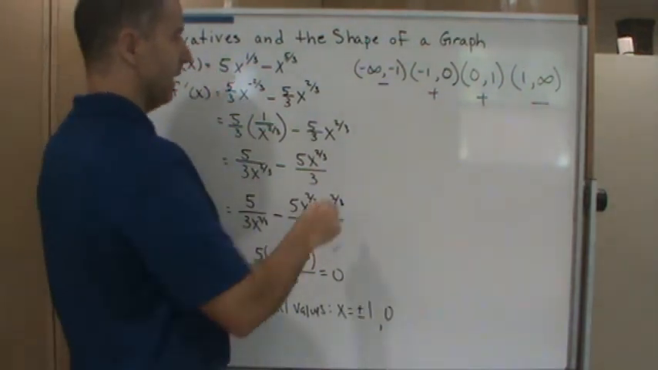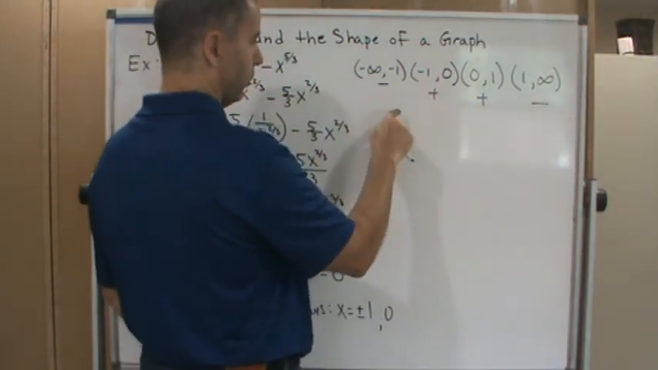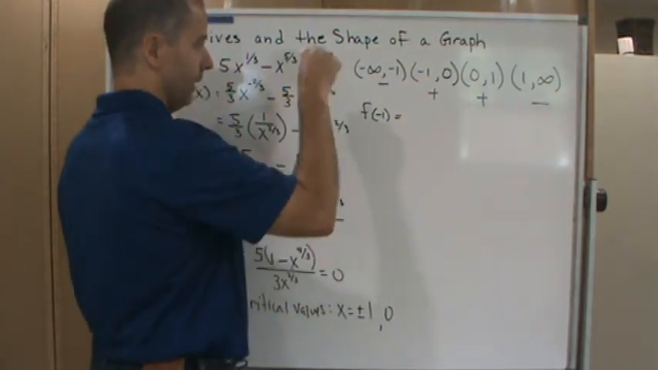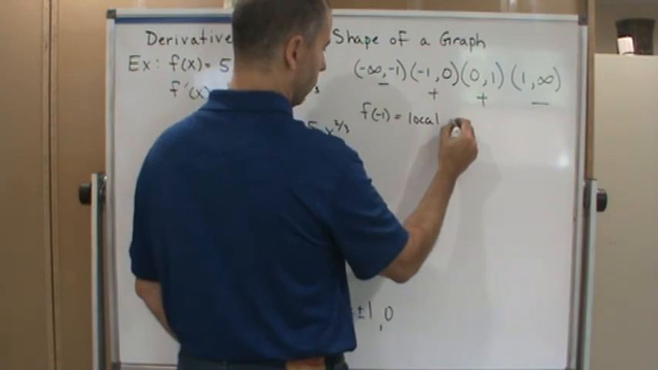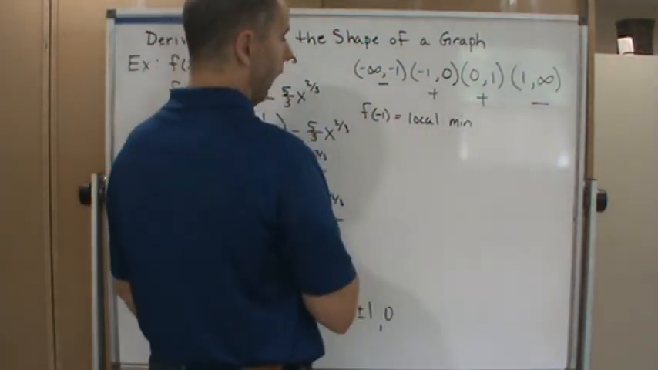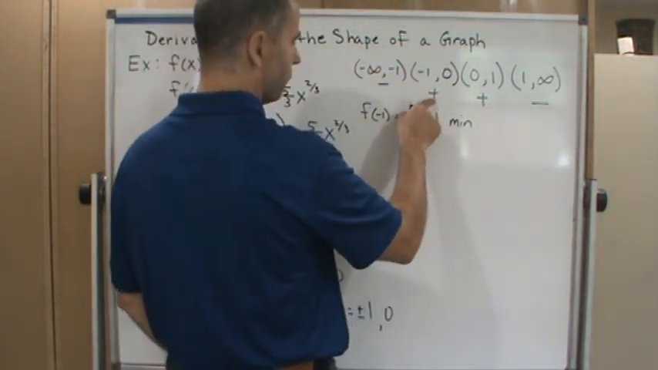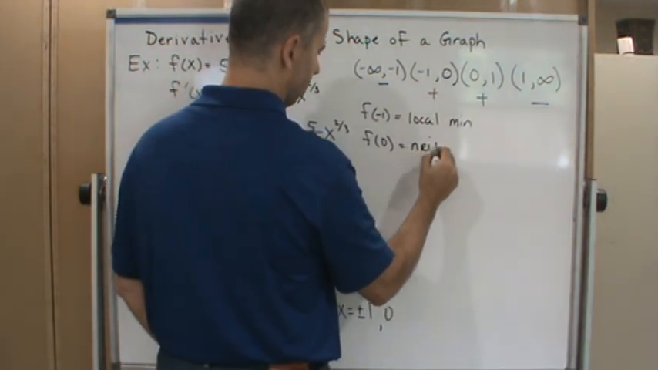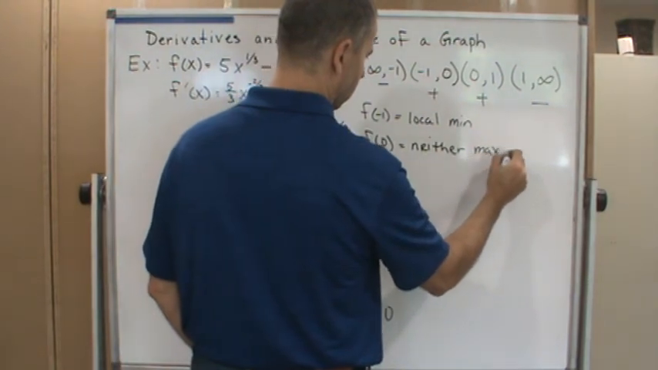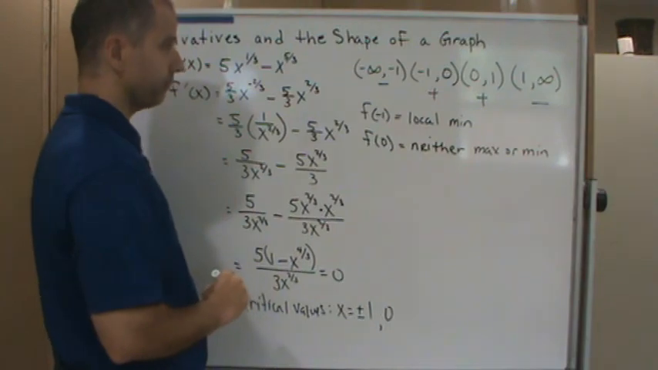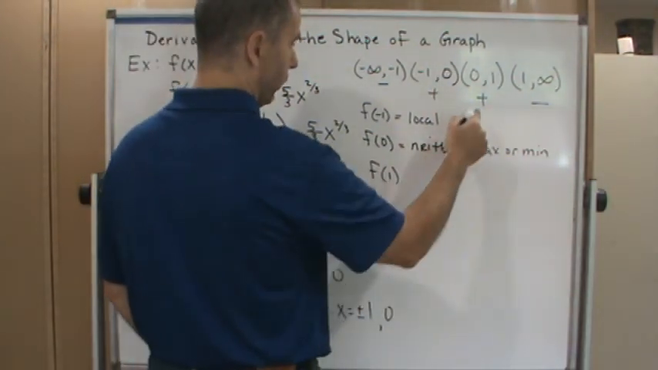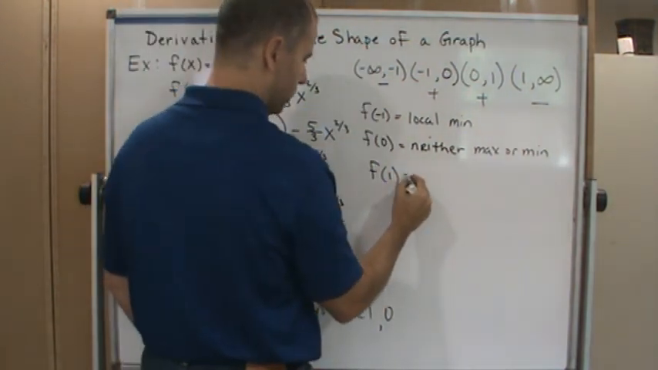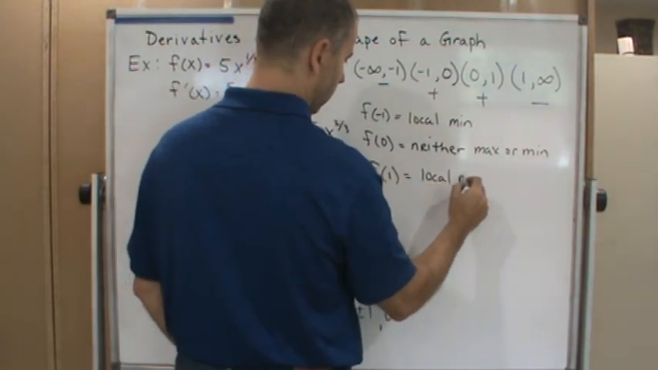So what does it tell me? Well, it's decreasing on this interval and then increasing on this interval, which means at negative 1, f of negative 1 is going to be a local minimum. At 0, it goes from positive and then stays positive, so at 0, it's neither a max nor a min. And then at f of 1, we go from positive, so an increasing function, to negative, which is a decreasing function. So we're going up and then we're going down, which means f of 1 is a local maximum.